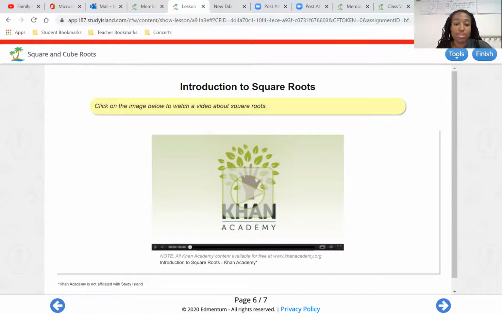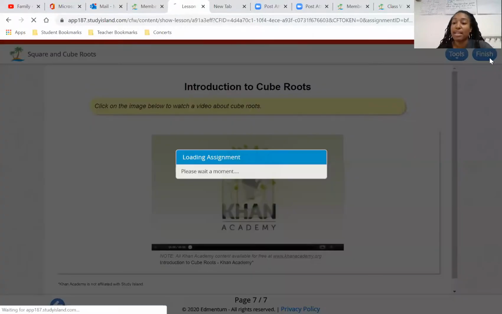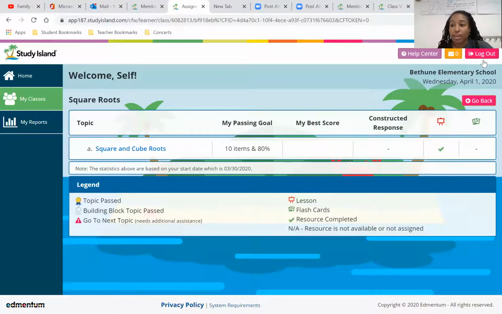Introduction to square roots. I think they should have done that one first, if you ask me. But introduction to cube roots. So you have all of these. They should reorganize those videos. But either way, you can look at those videos and that will help you. So I click finish, I did my lesson. Whew. Once again, I have a little check mark here.